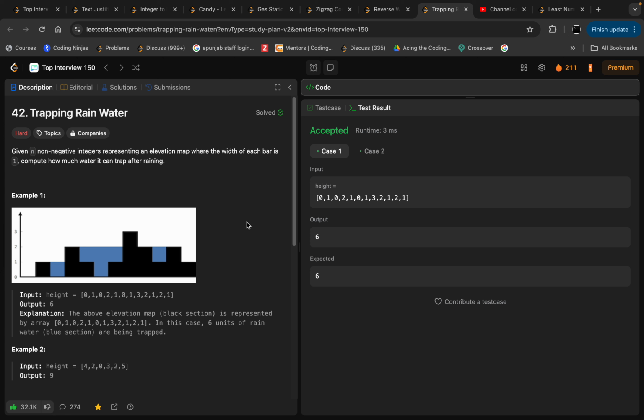So we are given n non-negative integers representing an elevation map where the width of each bar is 1. We have to compute how much water it can trap after raining. So basically you are given a set of buildings with some specific height, and the width of each building is always equal to 1, and we have to find out how much water it can trap whenever it rains between two buildings. So let's get started with the discussion of this question.